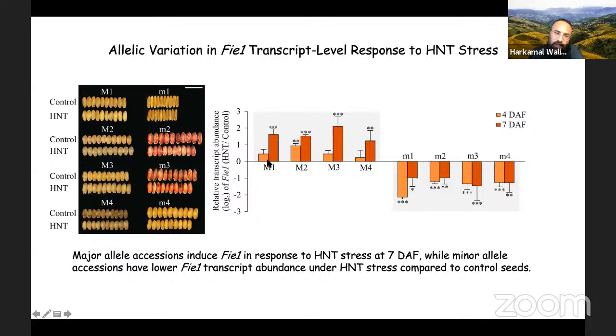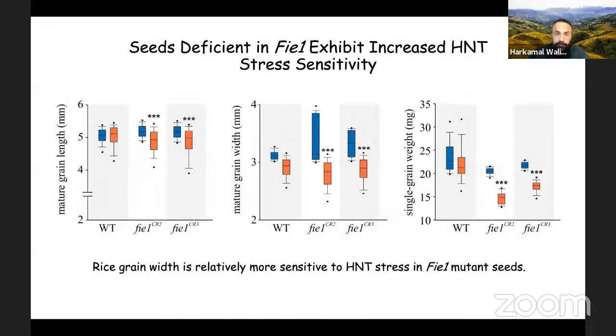What we found was that the transcript abundance of 5.1 increases in many of the cases, or at least one of the cases at 4 days, but definitely in all the 7-day samples in the major allele, the expression is higher. Whereas in all the minor alleles, the 5.1 expression is suppressed by HNT stress at these 2 time points. So that helped us set the hypothesis that maybe transcript abundance of this gene is important. So we created CRISPR knockout mutants for 5.1, and we looked at the mature grain length and grain weight and single grain weight.